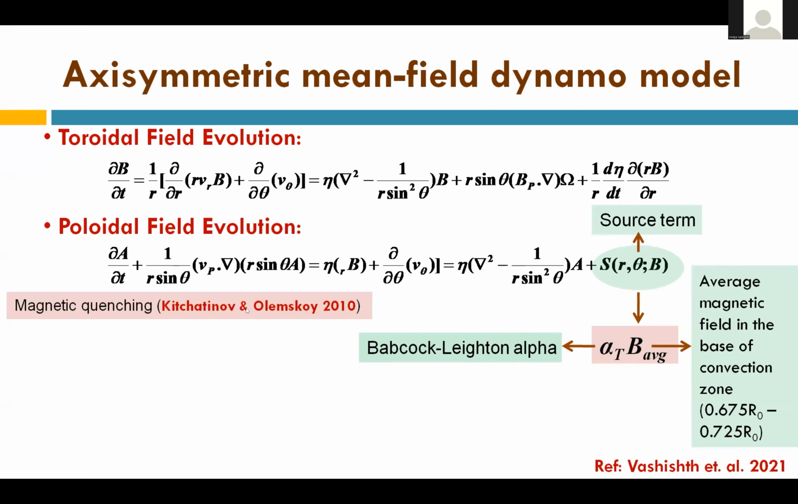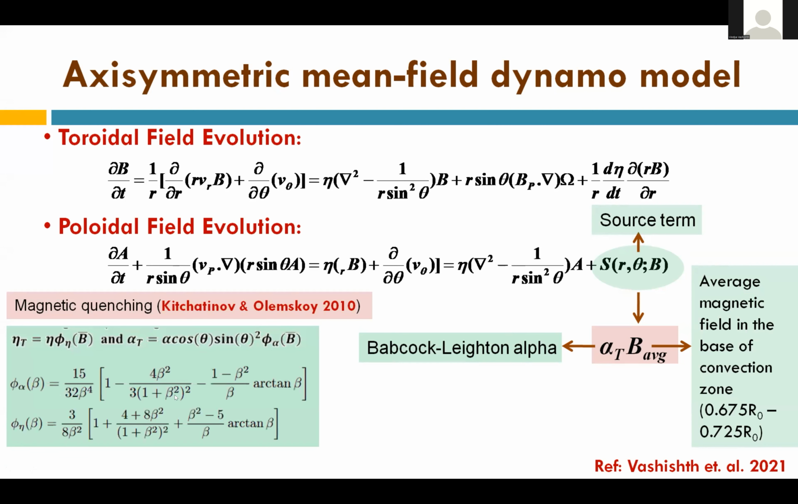This was inspired by Kitchatinov and Olemskoy 2010, in which they use the analytical form of the turbulent diffusivity and the Babcock-Leighton alpha, given by this. So this is basically the magnetic field dependent quenching based on the quasi-linear approximation as done by Rüdiger and Kitchatinov 1993 and Kitchatinov et al. 94.